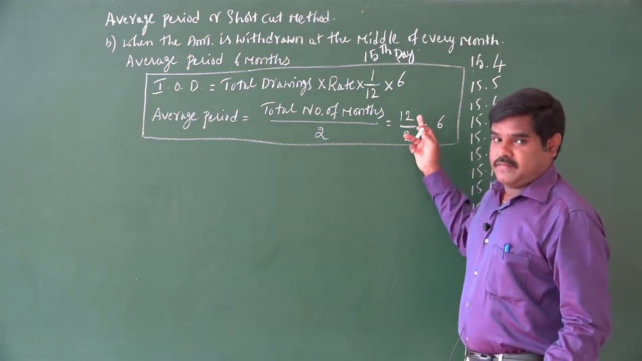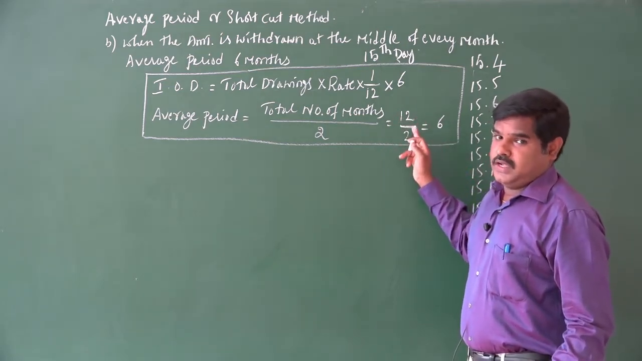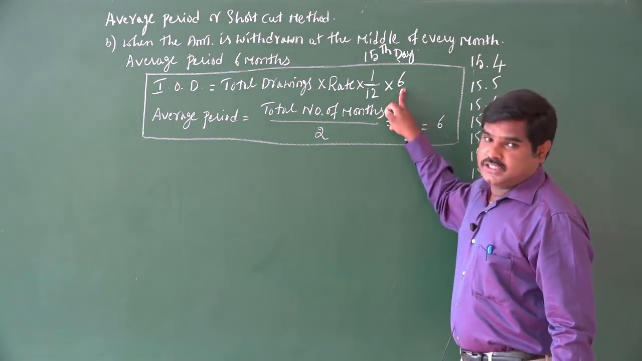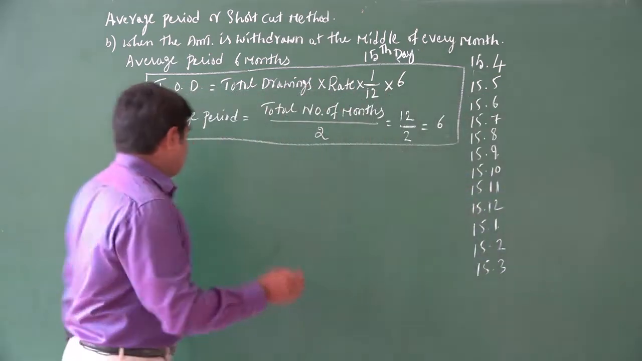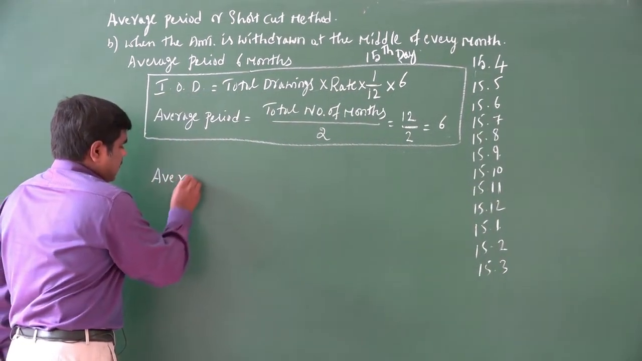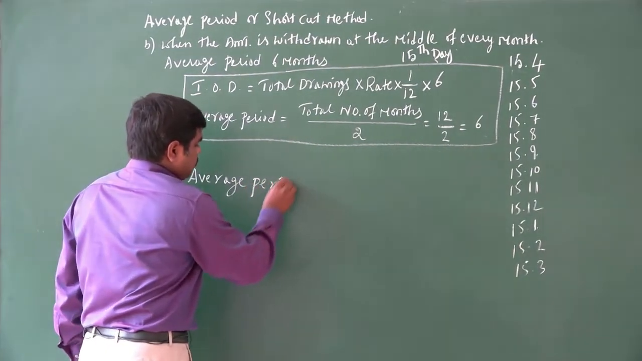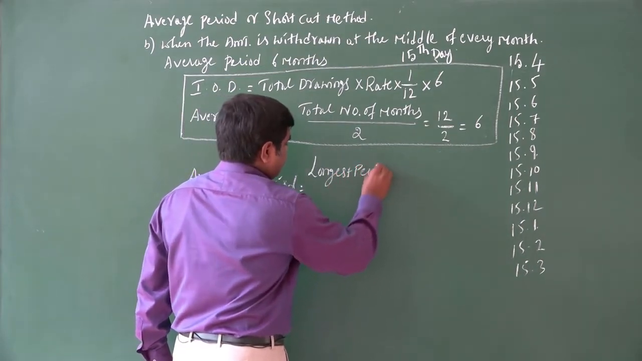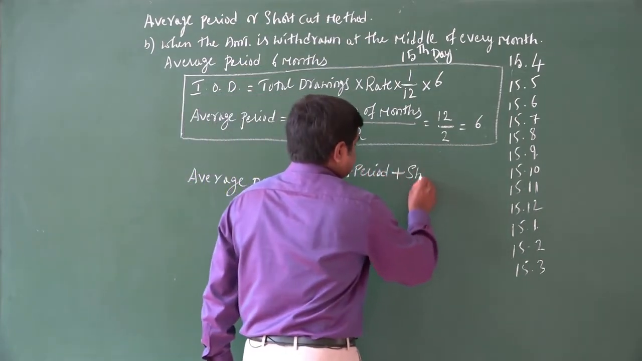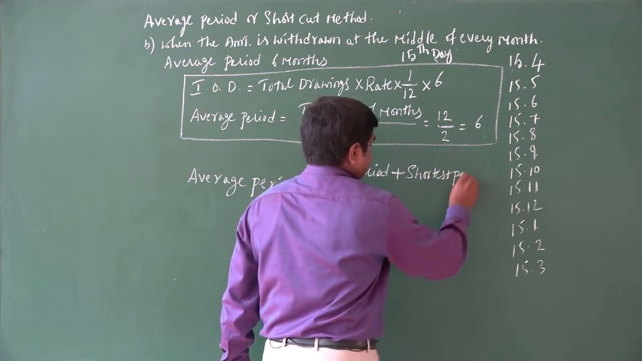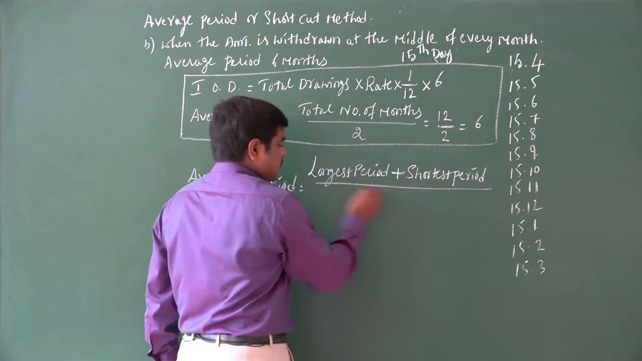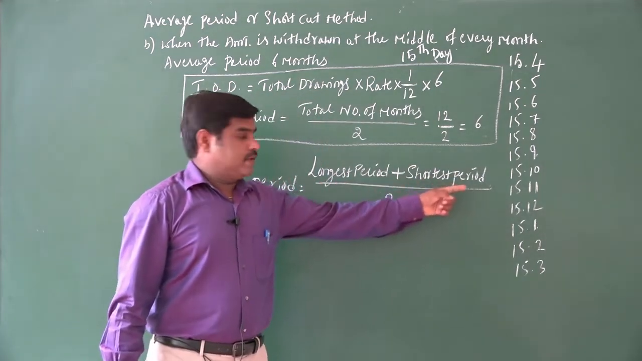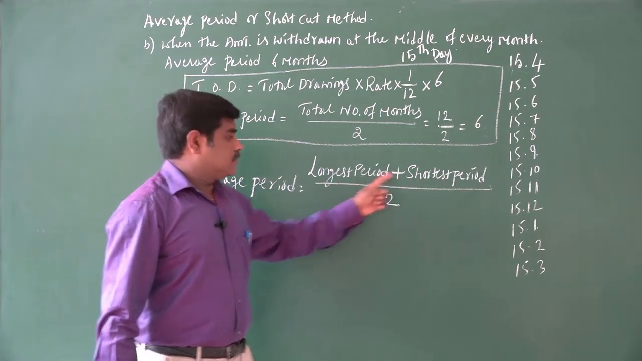Yesterday in the last class it was 12 plus 1. Now it is 12, and 12 divided by 2 is 6 months. So that is what the average period is, 6 months. Otherwise, you can even calculate like this: average period is equal to longest period plus shortest period divided by 2. What is the longest period? What is the shortest period?